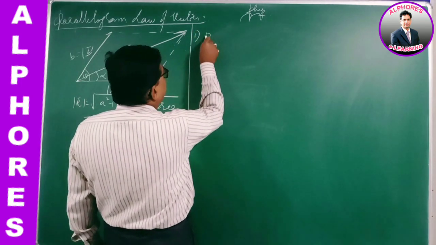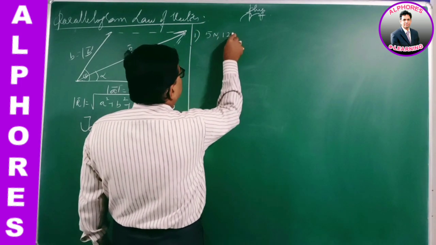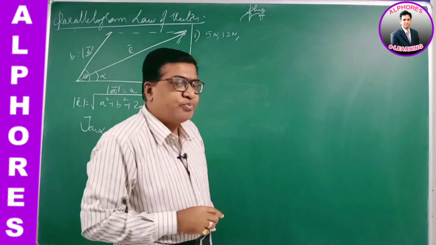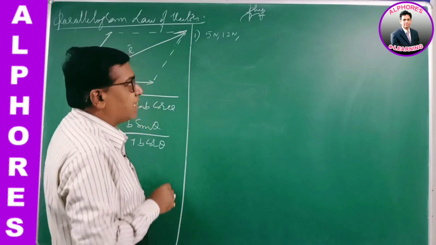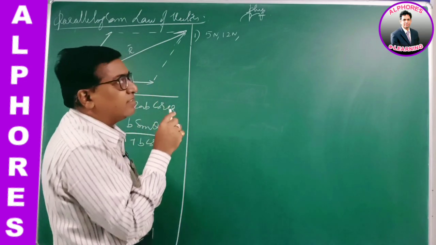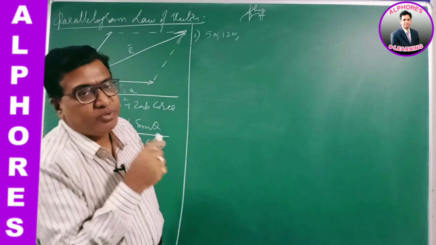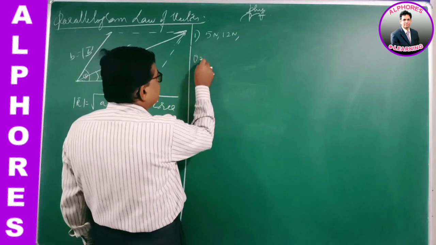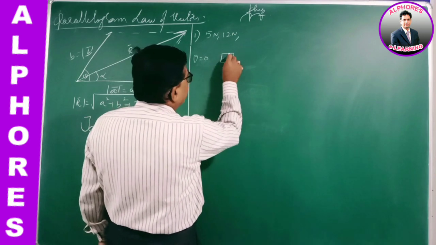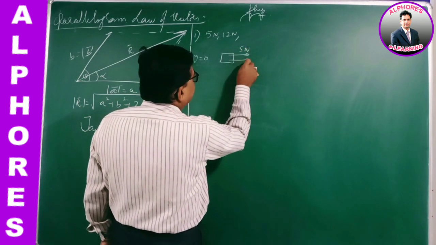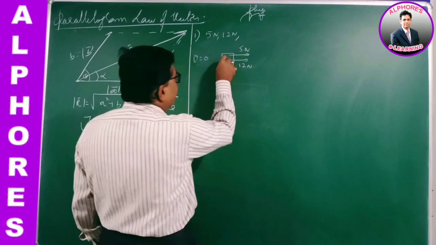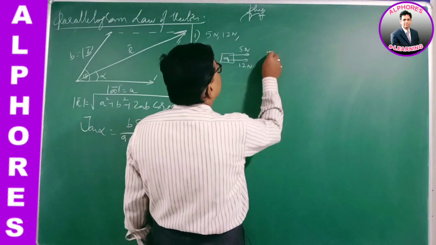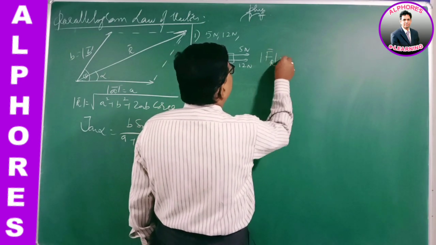Two forces of magnitude 5 Newton and 12 Newton are acting on a body. Find the resultant magnitude for different angles. Suppose theta is equal to 0. So on the body there are two forces, 5 Newton and 12 Newton, both acting on a body of mass m, let's suppose. Then the resultant force is equal to the magnitude of the resultant.